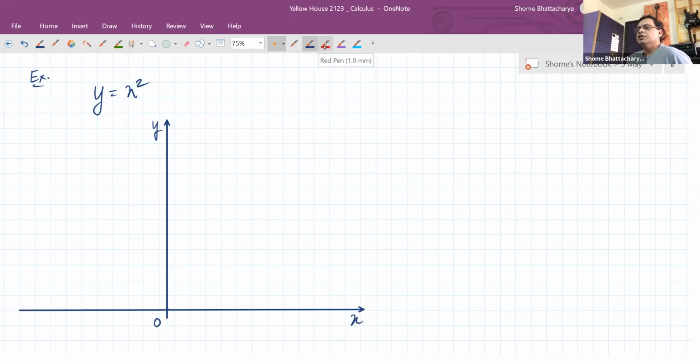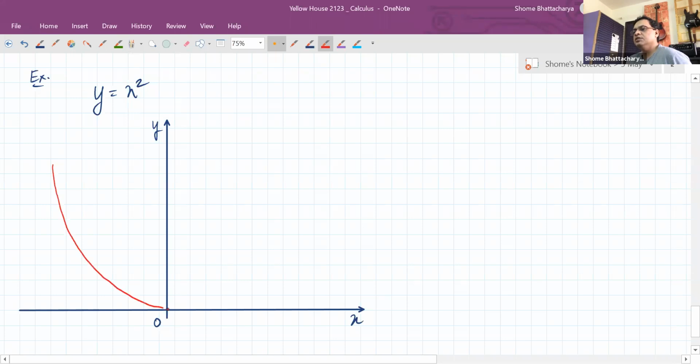So the graph of this function, now I'm just going to draw it first and then I'm going to justify it with some ordered pairs. But basically the graph of this function looks like this. It's got a high degree of symmetry, which means the negative x domain part of it looks like a perfect mirror image of the positive x domain part. So again, I'm not so bothered about drawing perfect graphs.